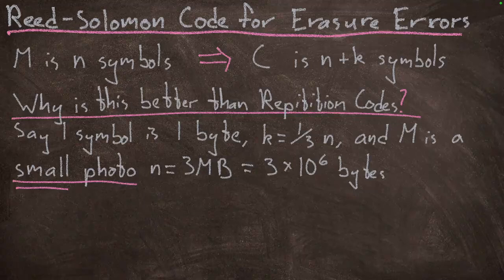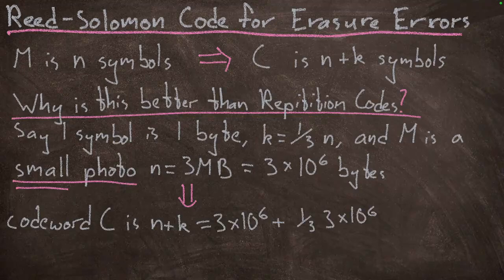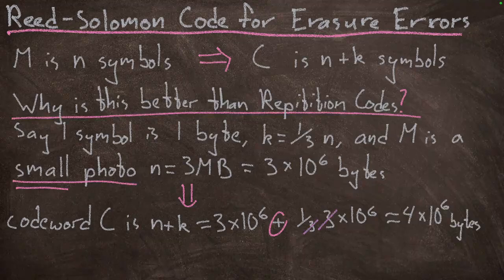How are we going to blow up here? Well, let's see. The code word is n plus k. So n is 3 times 10 to the 6, 3 million bytes, plus a third of that. That plus is the big distinction here. It used to be times, now it's plus. Those 3's cancel, and what do we end up with? About 4 million bytes. That's 4 megabytes.